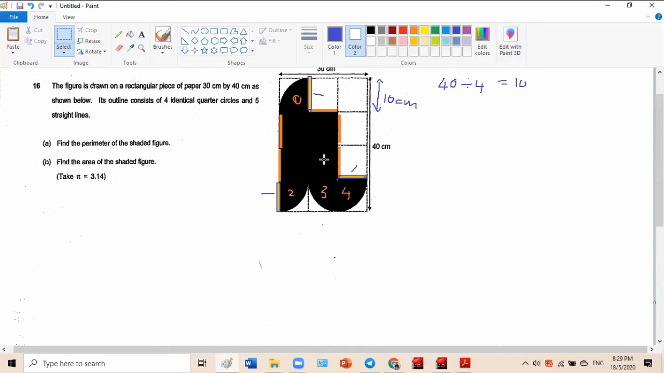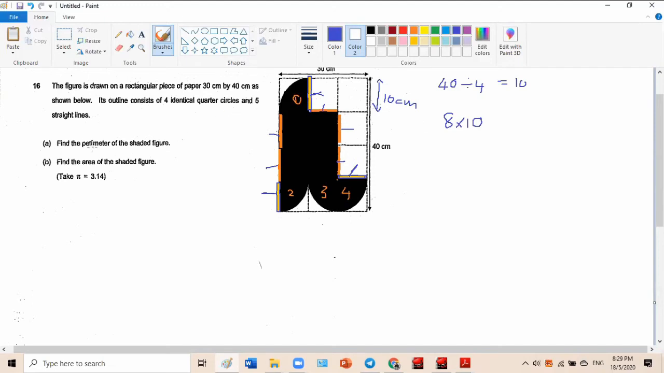So in that case, for the perimeter we need to add how many straight lines? Just now we counted 1, 2, 3, 4, 5, 6, 7, 8. Okay, that means 8 times 10 cm. That's part of the perimeter. Yes, not just those 5 straight lines.